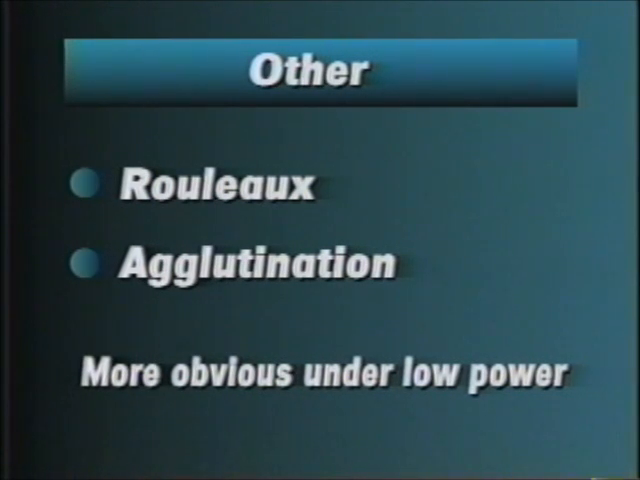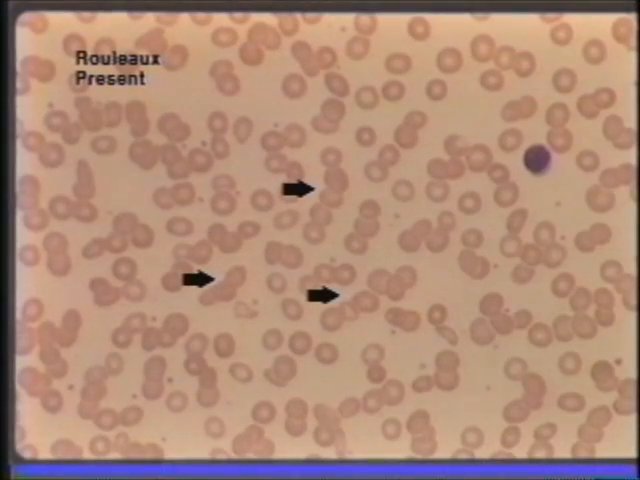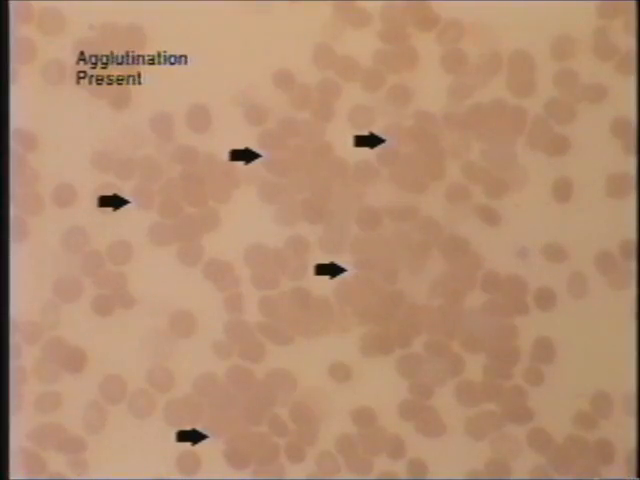Now we would like to talk about a couple of other things that don't fit into the morphology that we've talked about above. We called it other for lack of a better term. Two of them that I want to talk about are Rouleaux and agglutination. Both of those are really much more obvious on a low power. And if you remember, Jerry, when she was talking about the procedure, talked about when you're looking under the lowest power, 10x, you much more obviously see both of these. On this slide, you can obviously see the Rouleaux that is there. On this slide, the agglutination is very obvious.